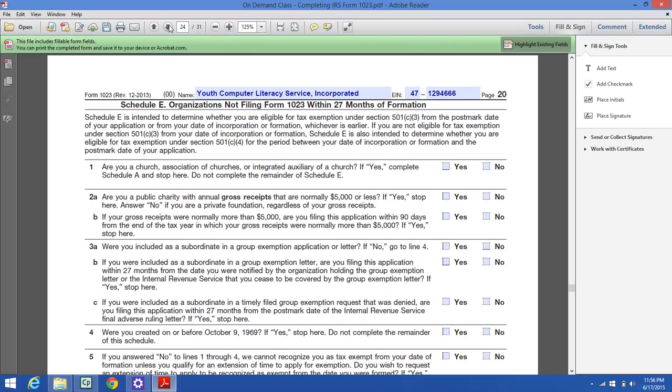If you're an organization not filing your Form 1023 within 27 months of formation, like we talked about before, if the date on your Articles of Incorporation is 27 months or older than the date on which you submit this application, then you need to complete this Schedule E.